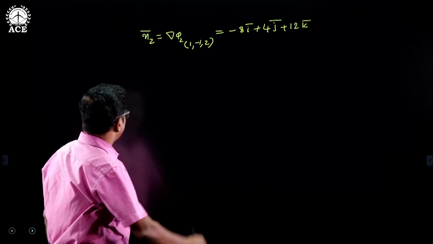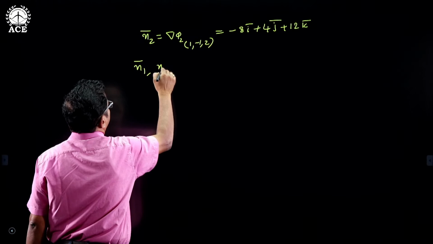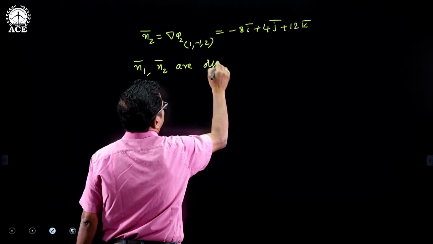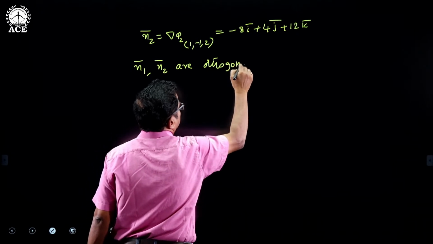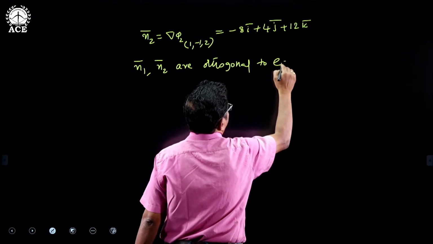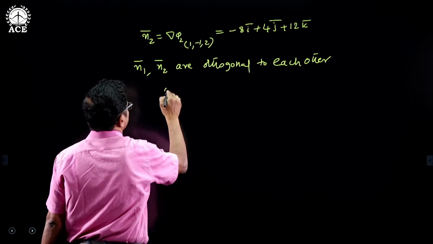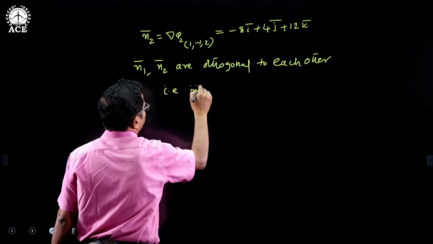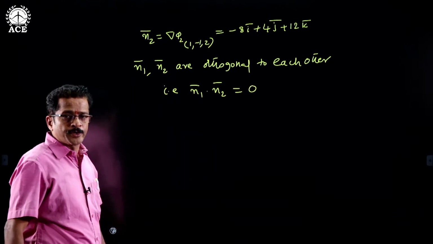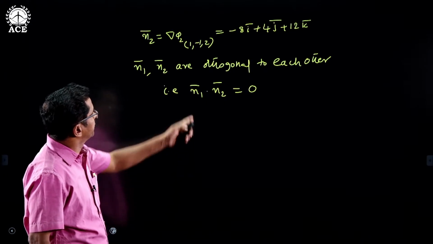Okay, so here normal vectors n1 bar and n2 bar are orthogonal to each other. That is, n1 bar dot n2 bar is equal to 0. Now the dot product between n1 bar and n2 bar.